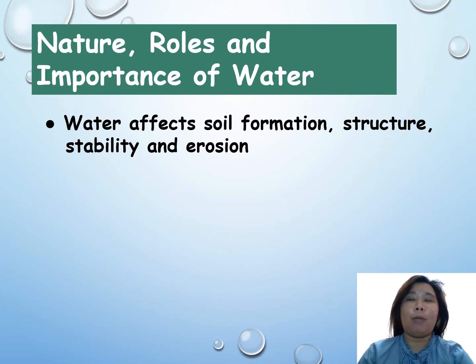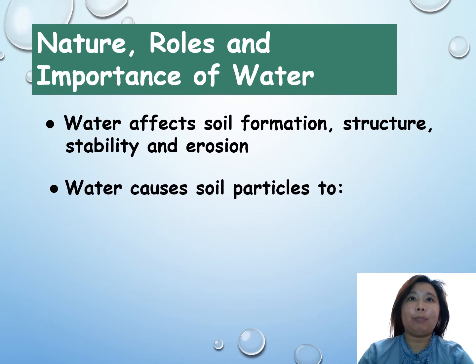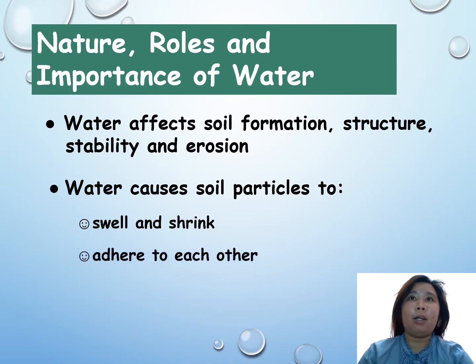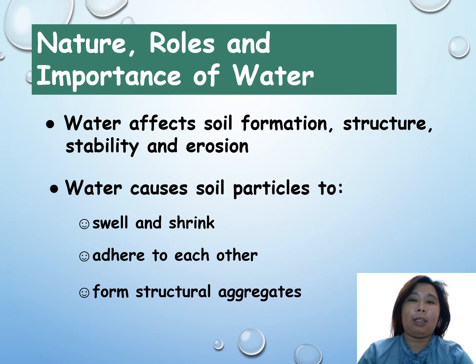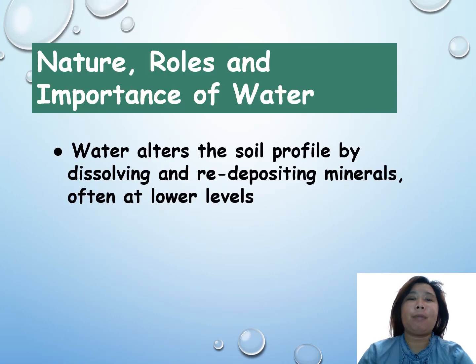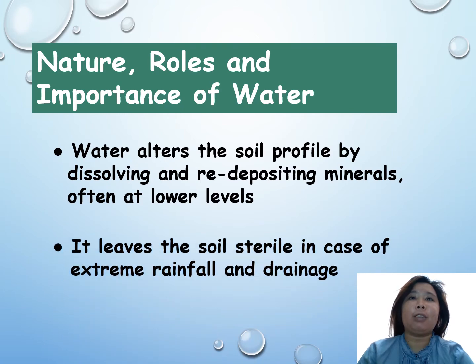Water affects soil formation, structure, stability, and erosion. Water can also cause soil particles to swell and shrink, adhere to each other, and form structural aggregates. Water alters the soil profile by dissolving and redepositing minerals, often at lower levels. It leaves the soil sterile in case of extreme rainfall and drainage.